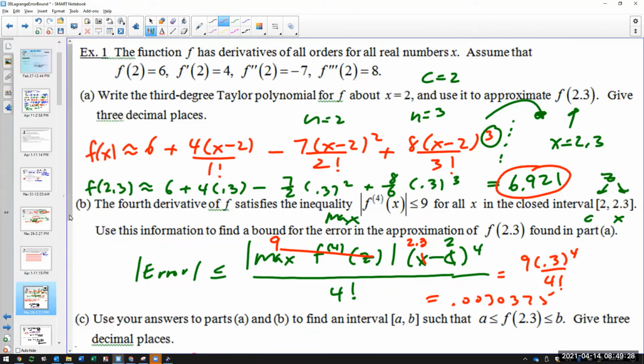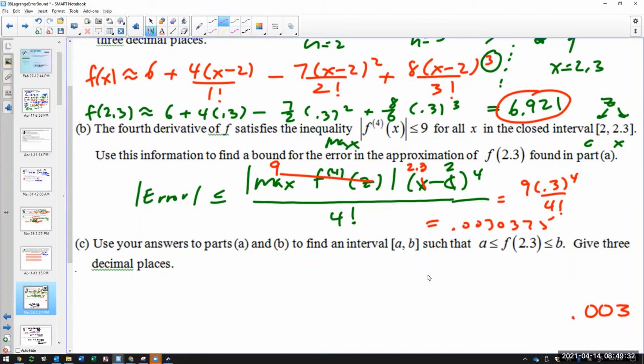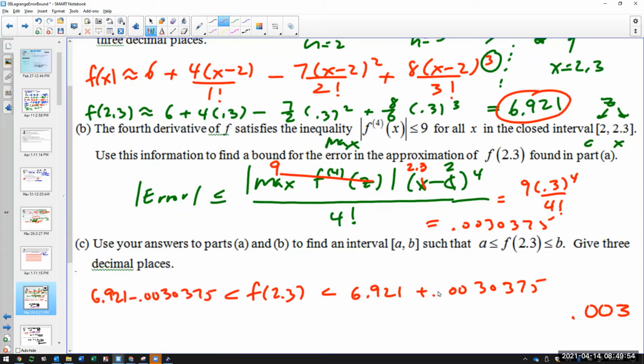Okay, then it says, use your answers to find the interval. So what you're saying is, since the most your error can be is this, then your f of 2.3 is between 6.921 plus this number or 6.921 minus this number, your upper and lower bound. Does that make sense? Because if this is the most your error can be, and this is your approximation, then you either add it or subtract it, and that's your interval.